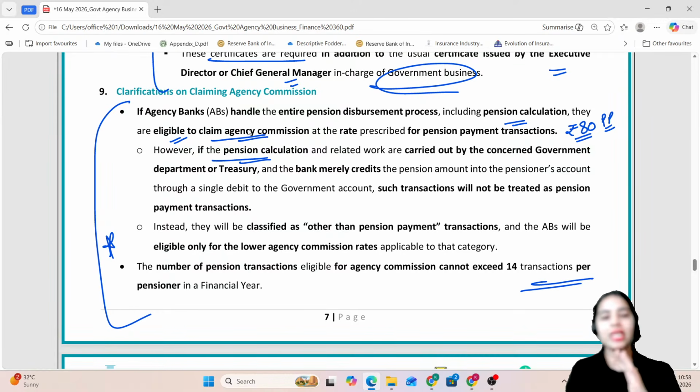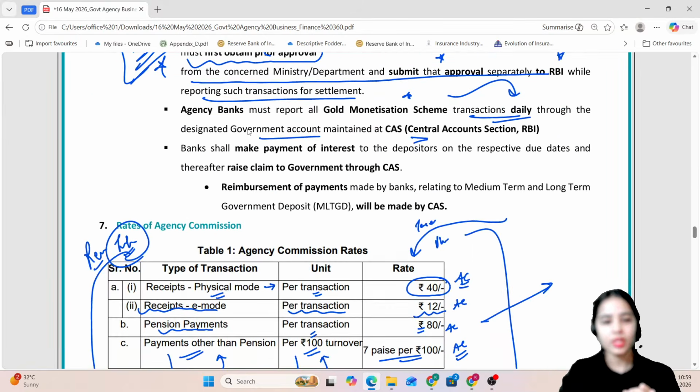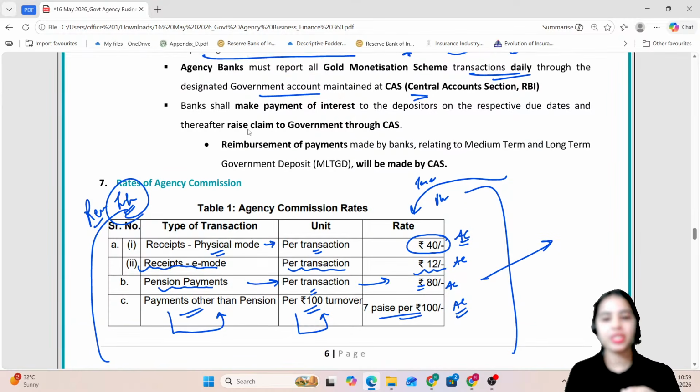However, if the pension calculation and related work are being carried out by the concerned government department or treasury and the bank merely sends the payment, this kind of transaction will be classified as other than pension payment, and 7 paise per 100 rupees will be the agency commission. So remember that if the agency bank is handling the whole pension disbursement process from the calculation till the disbursement, this will be considered under the pension payment, and per transaction 80 rupees will be the agency commission for the bank.